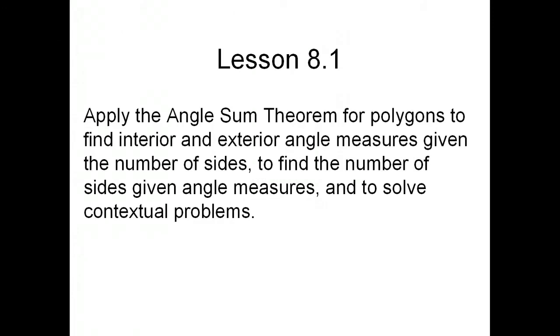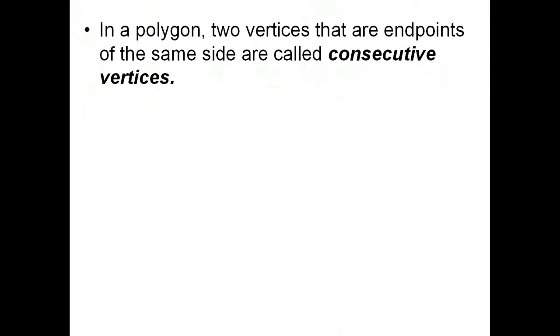Chapter 8 is about polygons. In lesson 8.1, we're going to talk about the angle sum theorem for polygons. We'll find interior and exterior angle measures and the number of sides given angle measures, and then we'll solve some contextual problems. In a polygon, two vertices that are endpoints of the same side are called consecutive vertices.